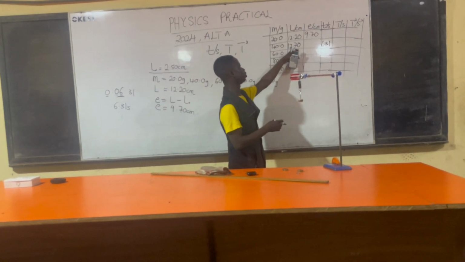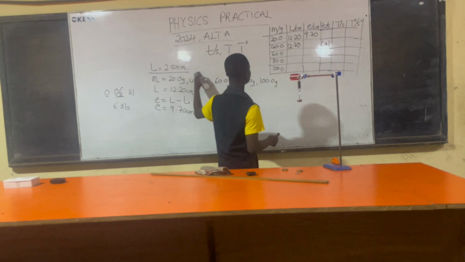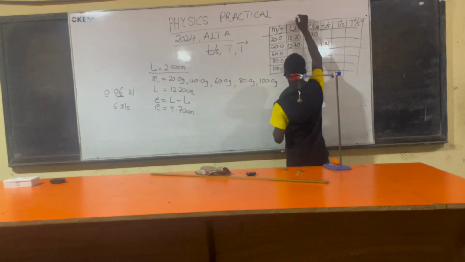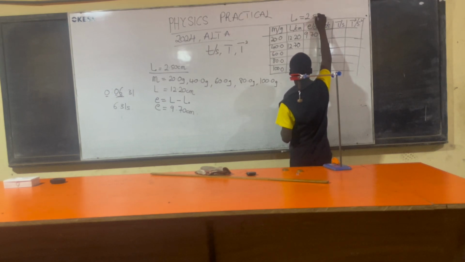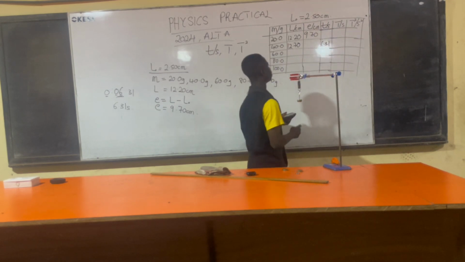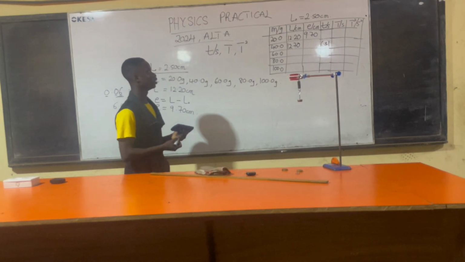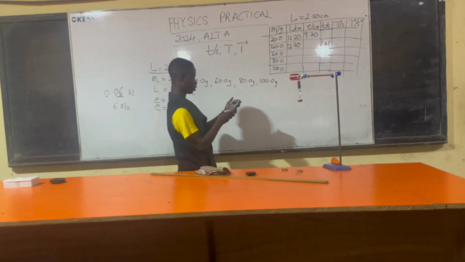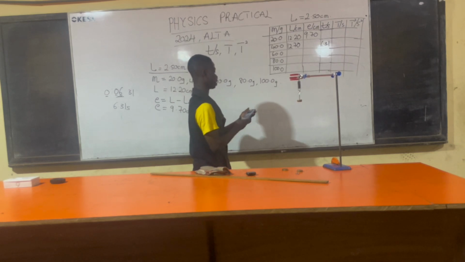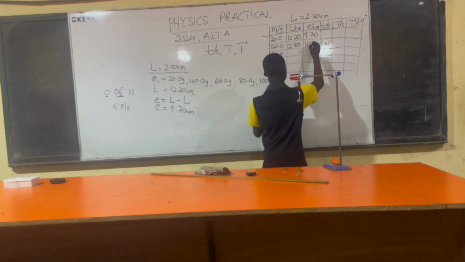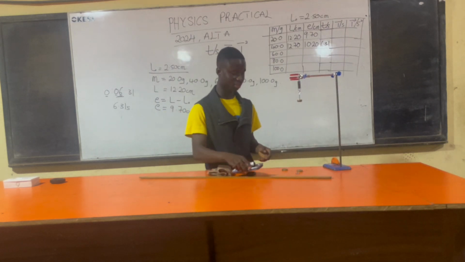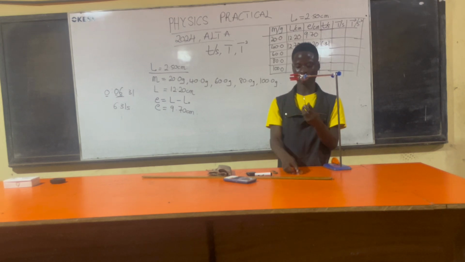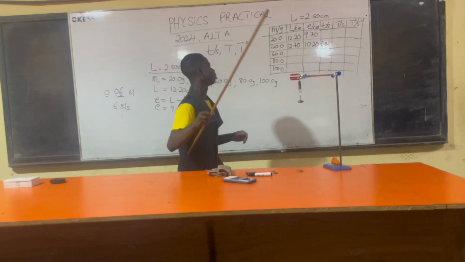For the extension, we just subtract the L naught. So let's bring our L naught over here. L naught is equal to 2.50 centimeters. So for this one, 12.7 minus 2.5 is 10.20. And then we proceed to mass 60, with our 50 slotted mass, and we add 10 to it, and we have a 60 mass over there.